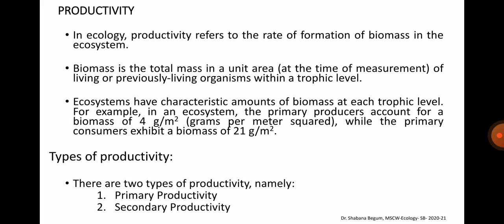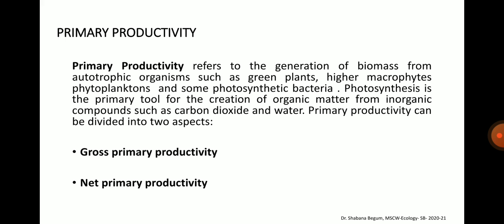So there are two types of productivities, namely primary productivity and secondary productivity. What is primary productivity? Primary productivity refers to the generation of biomass from autotrophic organisms such as green plants, higher macrophytes, phytoplanktons, and some photosynthetic bacteria.